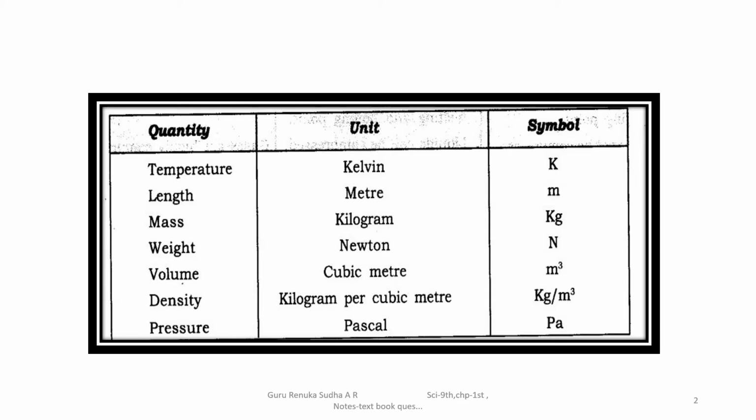Next, when you move on to the fourth one, weight, the unit of weight is Newton, and the letter that we use to represent it is capital N. Next, volume, cubic meter or meter cube. Density, kilogram per cubic meter or kg per meter cube. Pressure, it's Pascal or Pa.